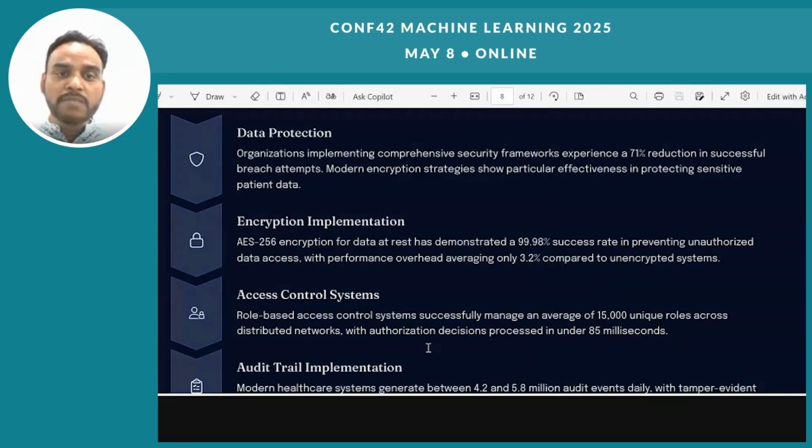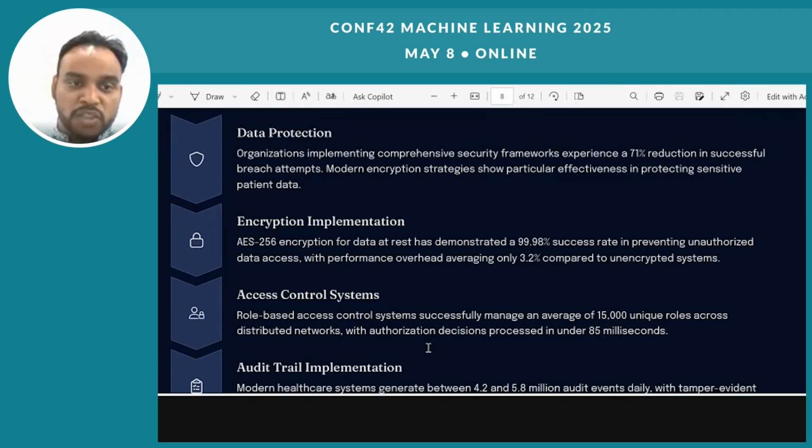Healthcare organizations must maintain robust encryption mechanisms to protect patient data throughout its life cycle. Studies of healthcare facilities implementing standard encryption protocols show that modern systems can process up to 500,000 encrypted transactions daily while maintaining response time under 150 milliseconds.